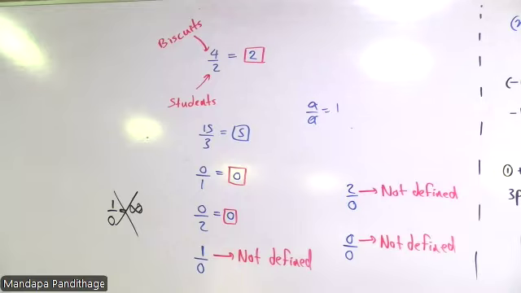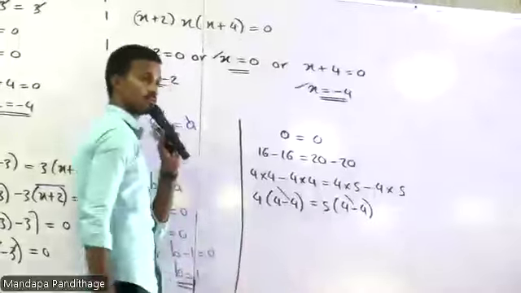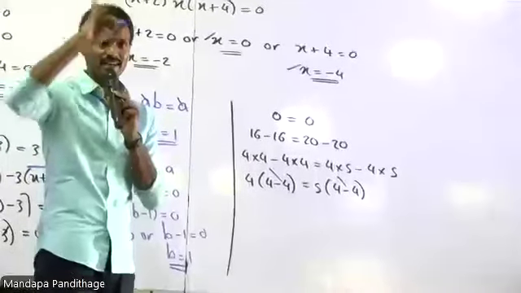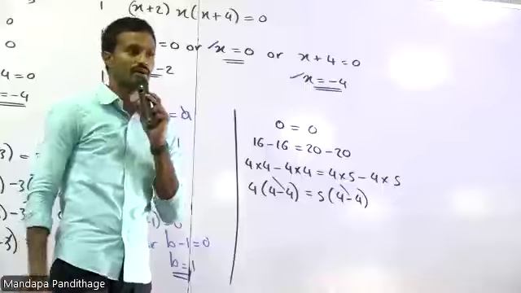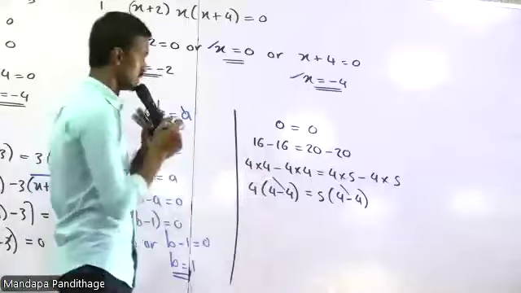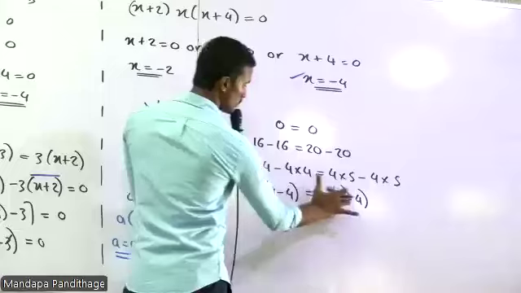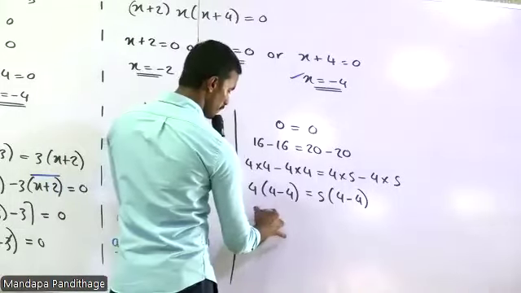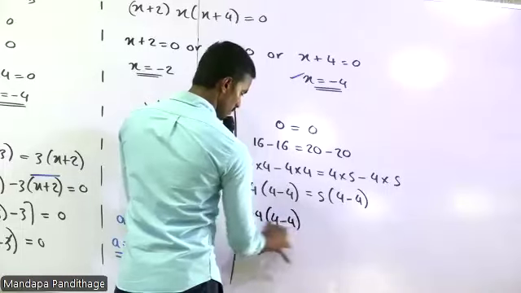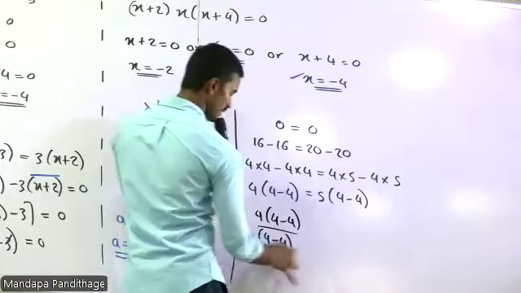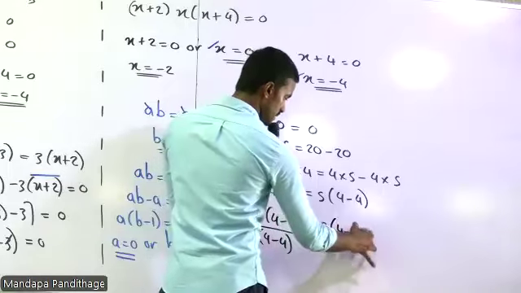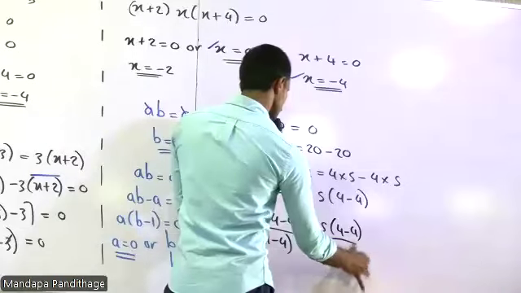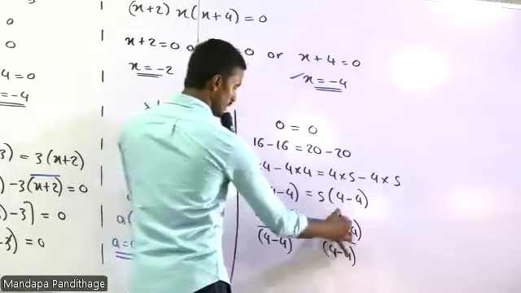Okay, now tell me what is the mathematical operation behind cancelling these two? There is no mathematical operation called cancelling or cutting. So what we have here is division. How did we cancel these two? We divide both sides by 4 minus 4. And that's how I told you these two cancel off.